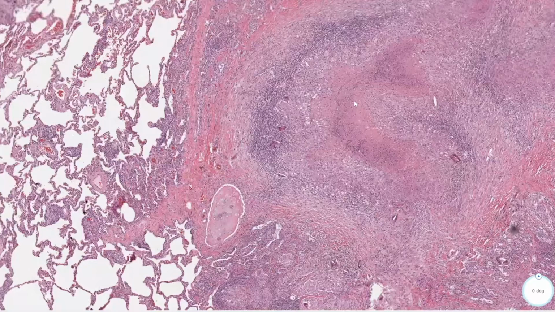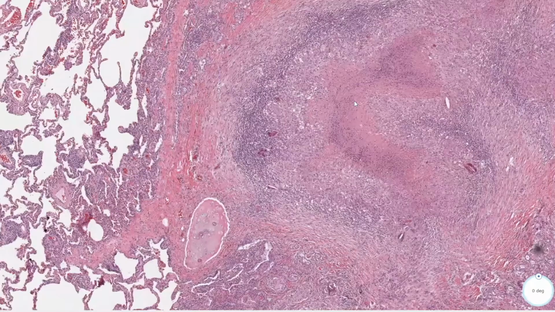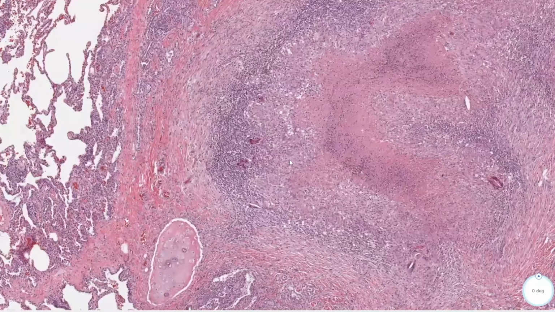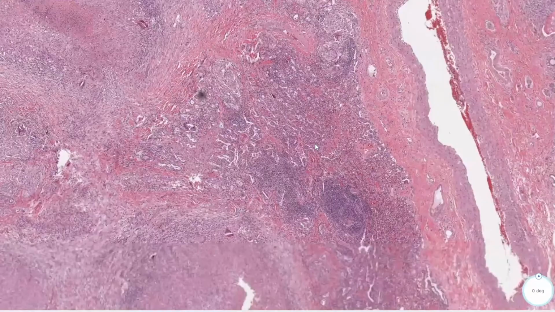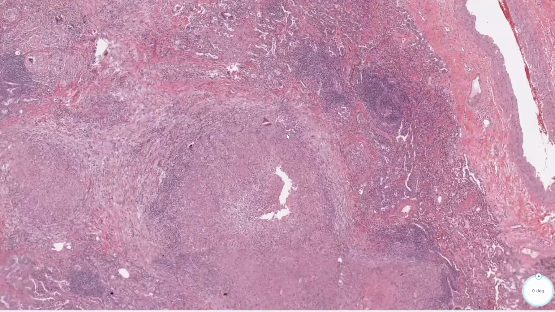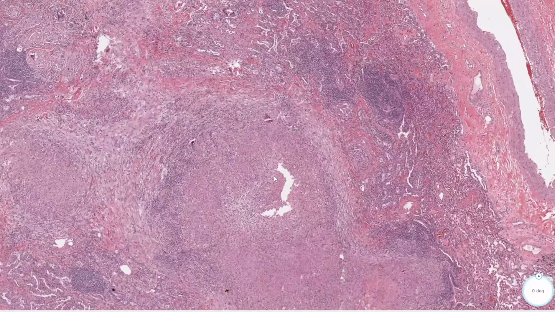The giant cells have a bit of a different appearance in GPA, where they're much more hyperchromatic. And we're not really seeing large geographic changes and really blue necrosis. So taken together, this is most consistent with an infectious etiology. In this case, it was tuberculosis.